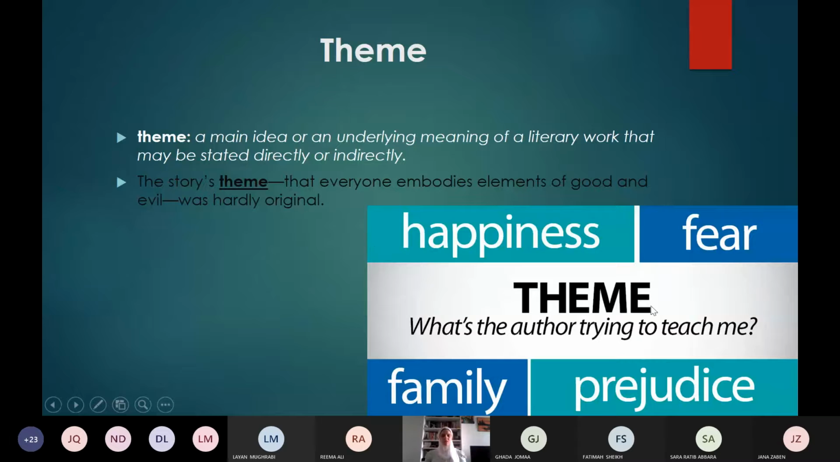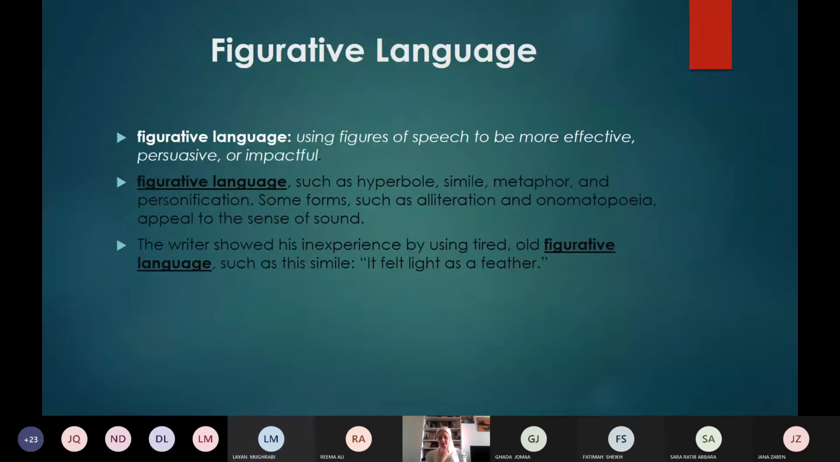So theme is the message, or what the author wants to tell you, what the author wants to teach you. The moral, the message, the lesson. Are you with me, girls? Yes. So artistic unity, theme. Next, figurative language.